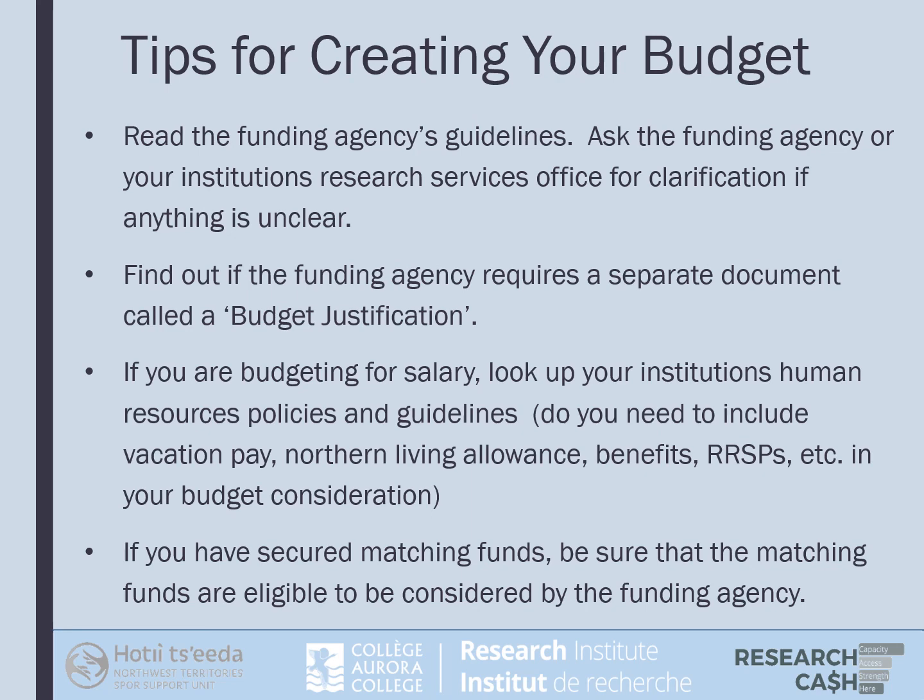If you're budgeting for salary, look up the institution's human resources policies and guidelines so you know if you need to be able to pay vacation pay, northern living allowance, benefits, RSPs. All of that needs to go into your budget consideration. If you've secured matching funds, be sure that the matching funds are eligible to be considered by the funding agency.